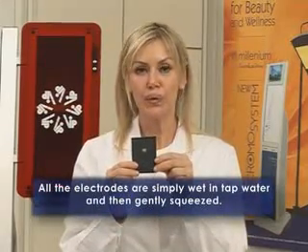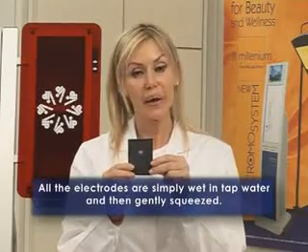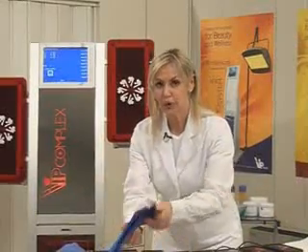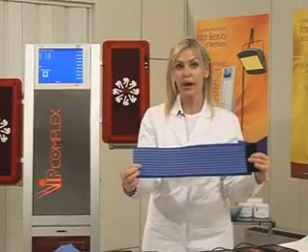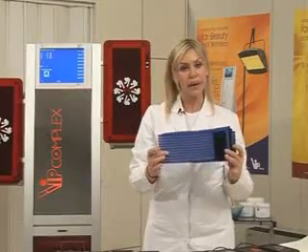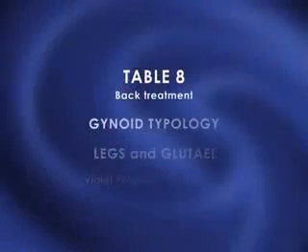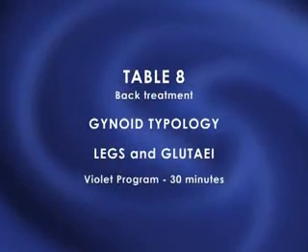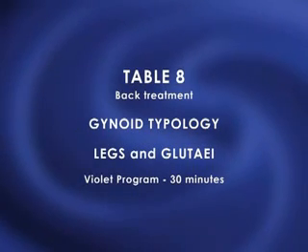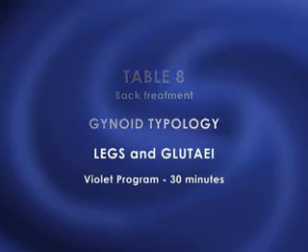I'll position the 8 small electrodes made with conductive rubber and synthetic buckskin dampened with tap water with 2 long and 6 medium elastic belts. Table 8, back treatment. Gynoid topology, legs and glutei. Violet program, 30 minutes.